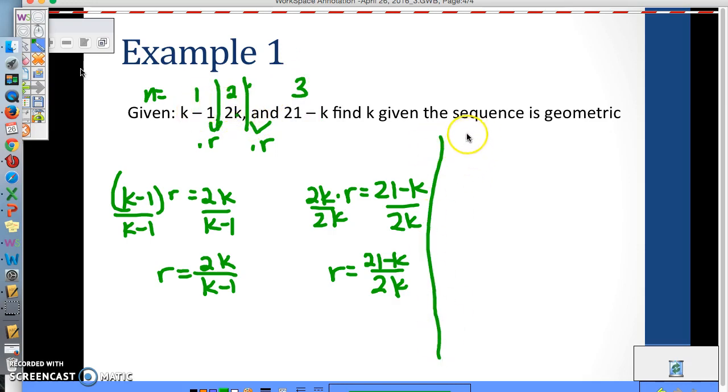So we have this, our ratio, one way is 2k over k minus 1, but written a different way, it's 21 minus k divided by 2k. And now we need to solve this. Well, let's see here.